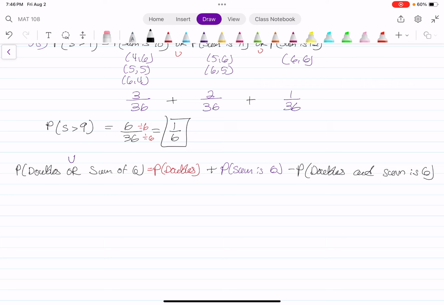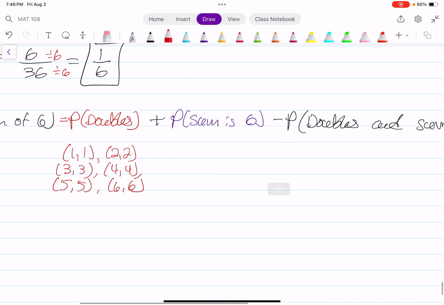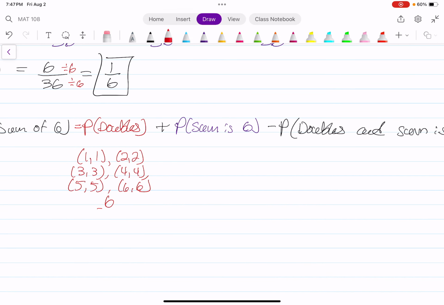Now, when we say doubles, that means they have the same number on both the first row and the second row. So my doubles are 1, 1. Well, let's zoom in actually. 2, 2. 3, 3. 4, 4. 5, 5. And 6, 6. So that probability is 6 out of 36. Do not reduce the fractions yet.